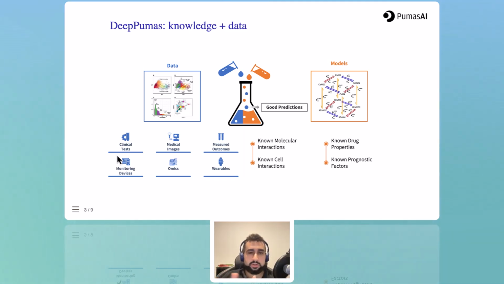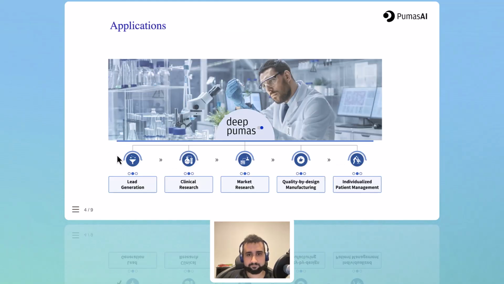And we want to combine all of this data at the same time with all of the knowledge, all of the structure that we have developed, all the structural models and the mechanistic models that we developed over the years. And so really the ability to combine these two together in the context of, let's say, hierarchical modeling and nonlinear mixed effects modeling is what DeepPumas is all about. So really bringing the best of both worlds together, but also trying to avoid the worst of both. And we'll see how we can do that.